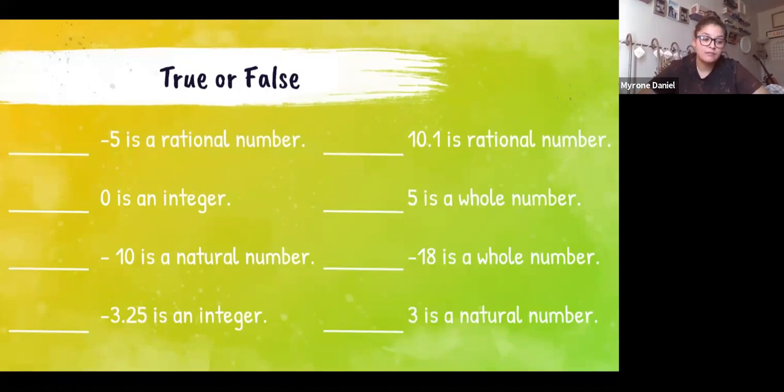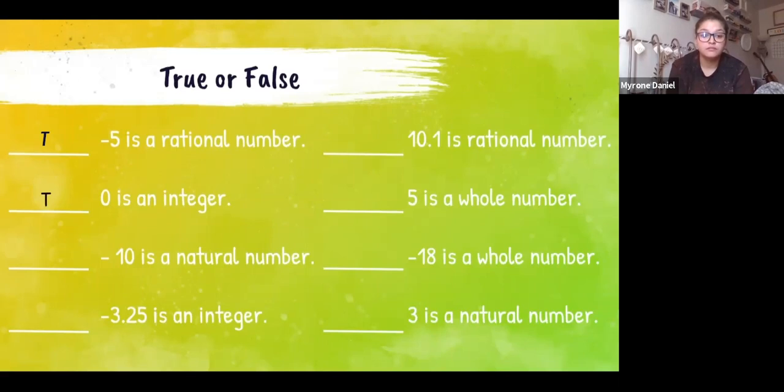Okay, welcome back. So we're going to go over the answers. So -5 is a rational number. Is that correct? Is 0 an integer? If you wrote down true, that is also true. Is -10 a natural number? That's false. We know that negative numbers are not a part of the natural numbers. Natural numbers are the counting numbers, 1, 2, 3, 4, and so on.